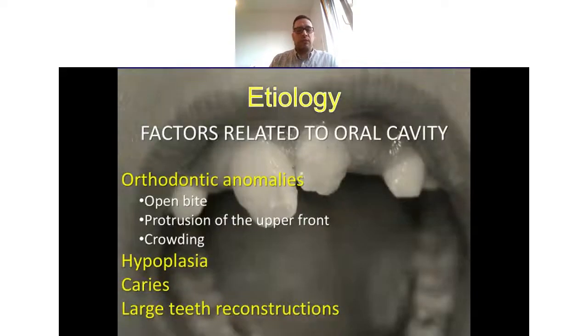Hypoplasia also weakens the tooth. So if the tooth is weakened when trauma happens, usually what may happen is that these kinds of teeth get broken.